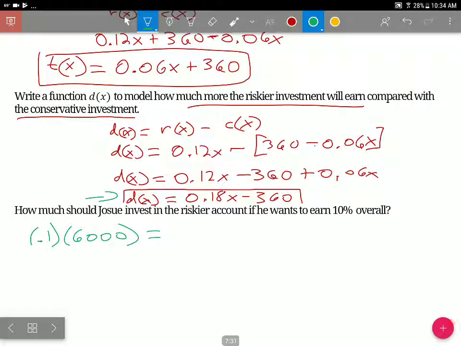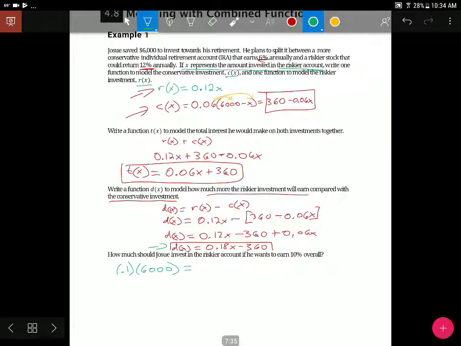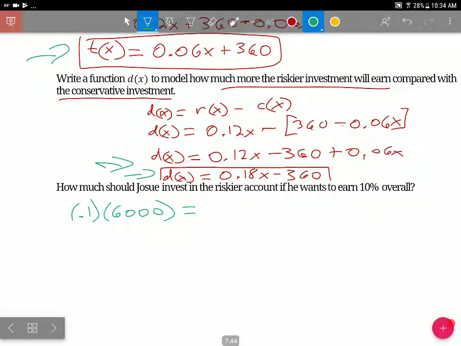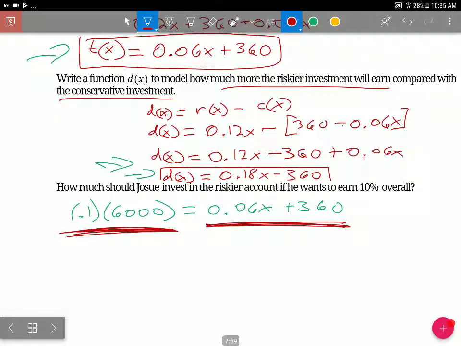All right, and which function was the overall, both of them together? R, C, T, or D? Which one was both of them together? T. So we'll take 0.06x plus 360. All right, this is how much he's wanting to earn, 10% of the 6,000. This is how much they make together. Does that make sense?